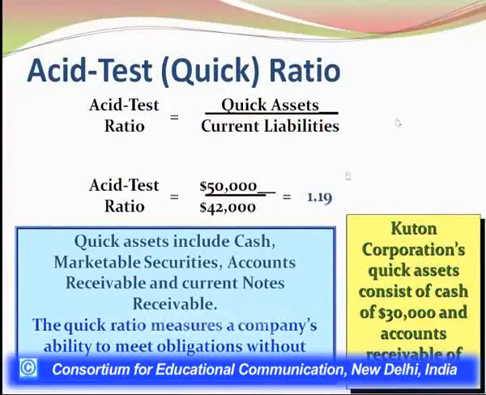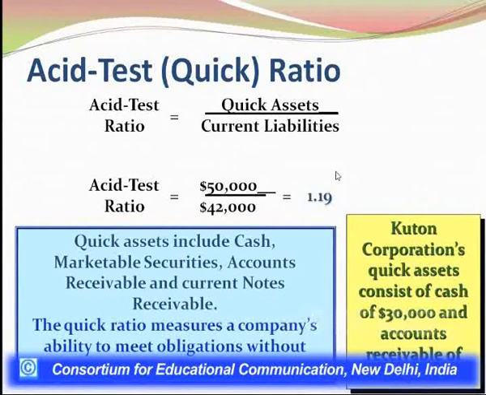Have a look at this quick ratio for the company. 50,000, as we just discussed how we reached this value, after subtracting prepaid expenses and stock from current assets, right? Divide it by the current liabilities, which for the company, as we have already seen, are 42,000. So the ratio comes out to be 1.19.